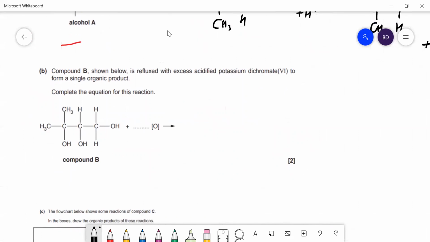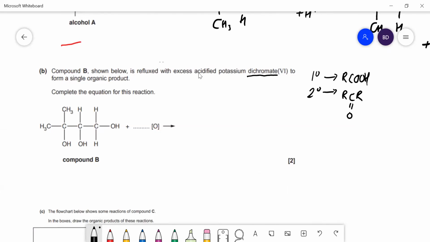Right. B is a triol, and it's refluxed with excess potassium dichromate to form a single organic product. So, of course, dichromate is going to oxidize primary alcohols to a carboxylic acid. A secondary alcohol, it's going to oxidize it to a ketone. And tertiary, of course, it doesn't touch.